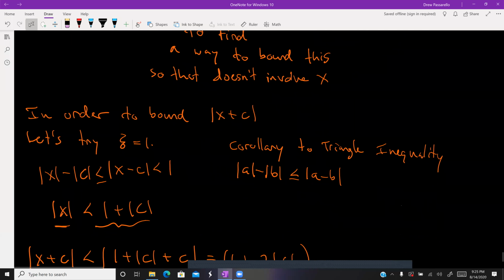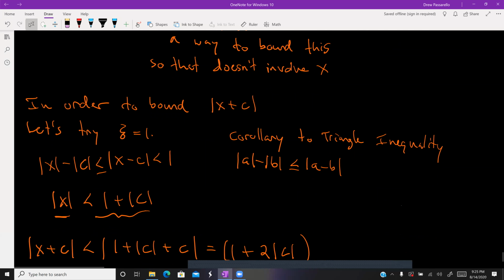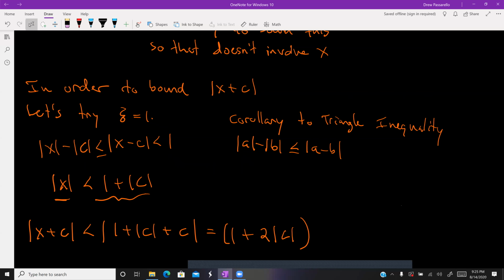So in order to bound this, note that if we try delta being 1, we know by the corollary to triangle inequality, we could say the absolute value of x minus the absolute value of c, which is less than or equal to the absolute value of x minus c, which is less than 1. By adding c, we get that the absolute value of x is less than 1 plus the absolute value of c.